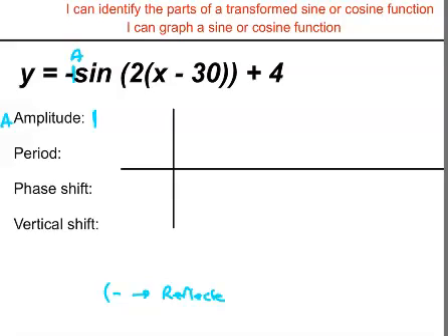We're going to just remember that because it's a negative, it's going to be reflected. So I'm just going to make a note of that. Remember, reflected means instead of a hill and a hole, it's going to look like this. So I just have to remember that in the end. So that's my A. This is my D. My vertical shift is a 4.